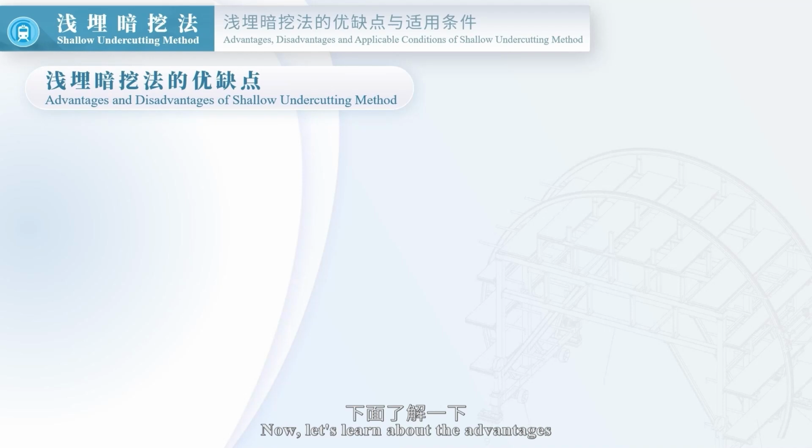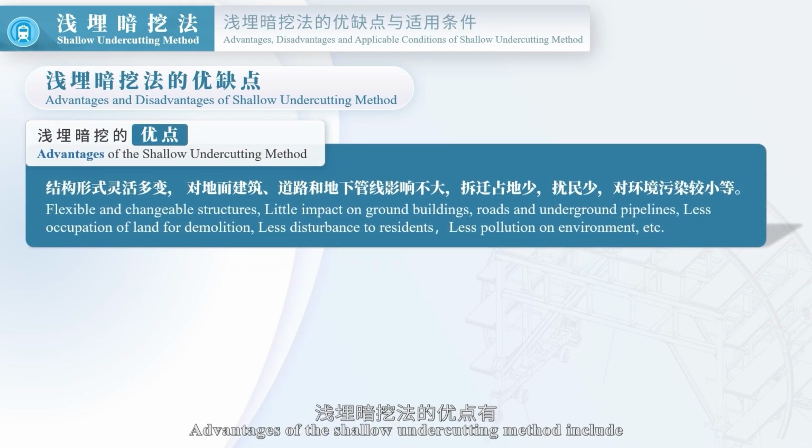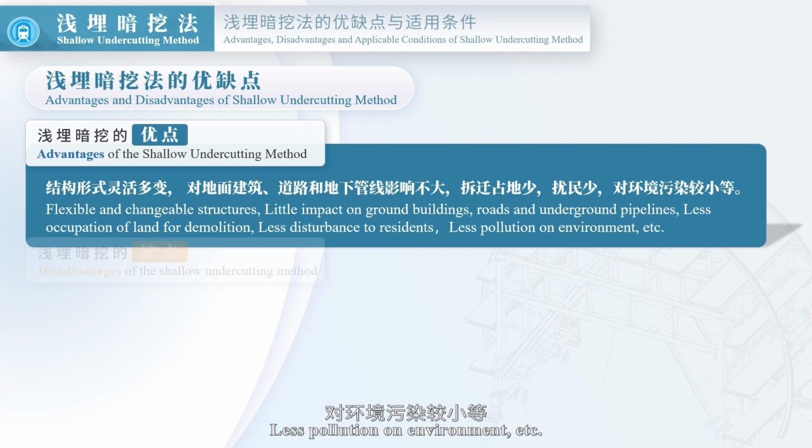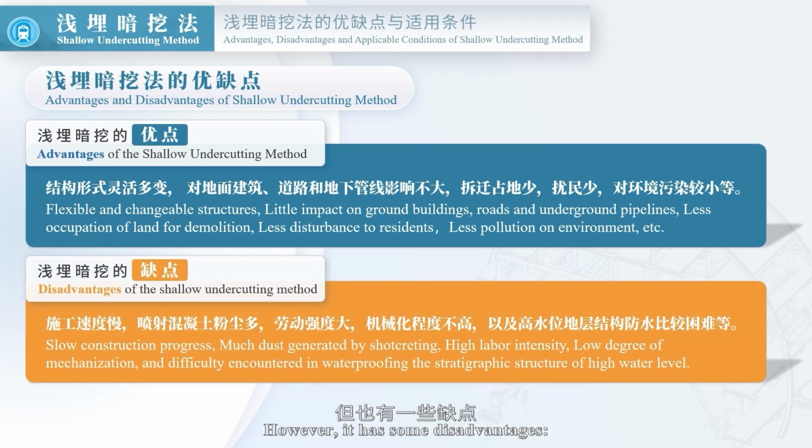Now, let's learn about the advantages and disadvantages of the shallow undercutting method. Advantages of the shallow undercutting method include flexible and changeable structures, little impact on ground buildings, roads and underground pipelines, less occupation of land for demolition, less disturbance to residents, less pollution on environment, etc. However, it has some disadvantages: slow construction progress, much dust generated by shotcreting, high labor intensity, low degree of mechanization, and difficulty encountered in waterproofing the stratigraphic structure of high water level.